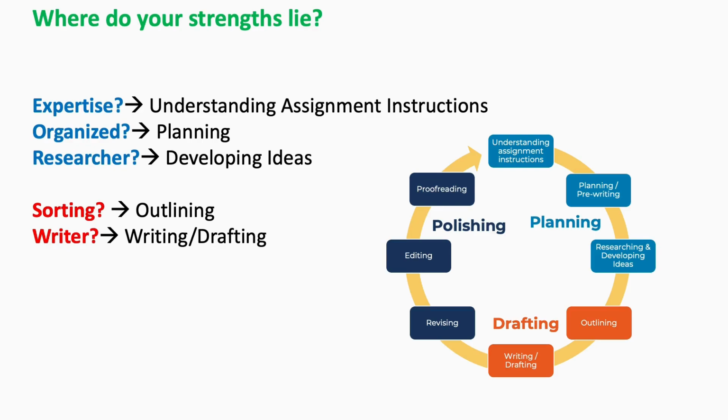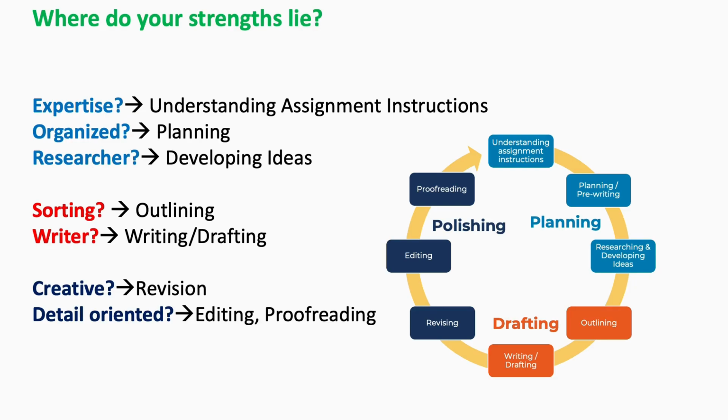Some people really just like to write, and that might make the first draft quite easy compared to other parts of the writing process. And then for the last phase, the polishing phase, perhaps you're more of a creative person. You might like that revision process where you can really shape the language, do some wordsmithing. Or perhaps you're also detail oriented, and that's the perfect personality for editing and proofreading and looking for those really, really specific details that can make the difference in your grade.